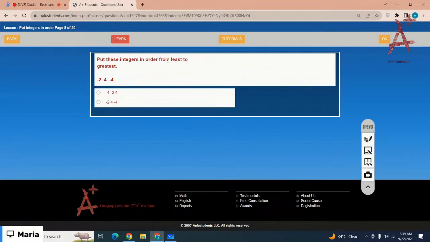Okay, put these integers in order from least to greatest. Negative 2, 4, negative 4. So which is the correct option? The correct option is negative 4, negative 2 and 4, right? Very good. Option 1 is the correct option.